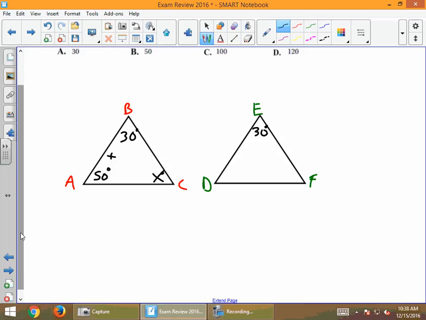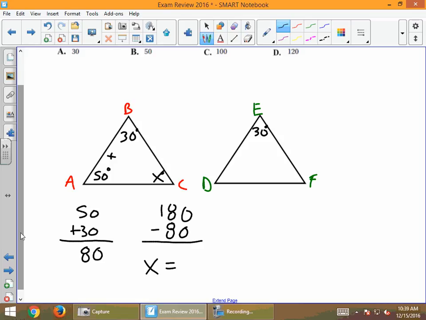Back to Derek back there. So when I do 50 plus 30, I get 80. Okay. So these two are 80. Go back to a triangle, adds up to 180. Subtract that 80. Get your calculators out. I know that X is going to equal 100. So X is 100 degrees.